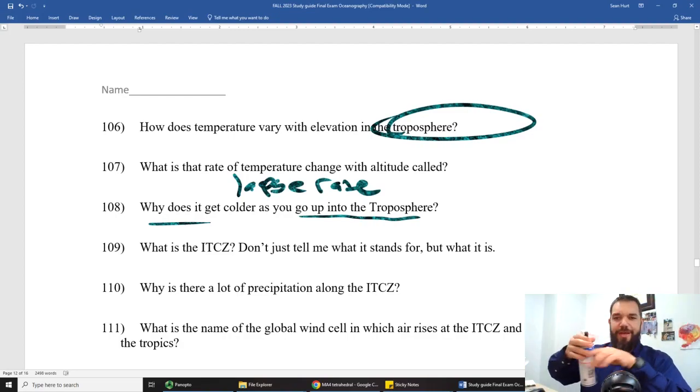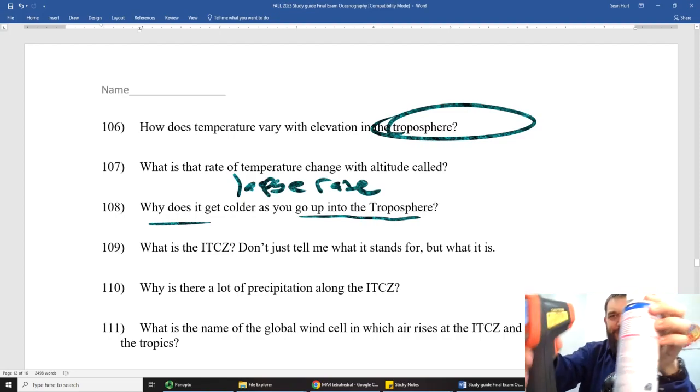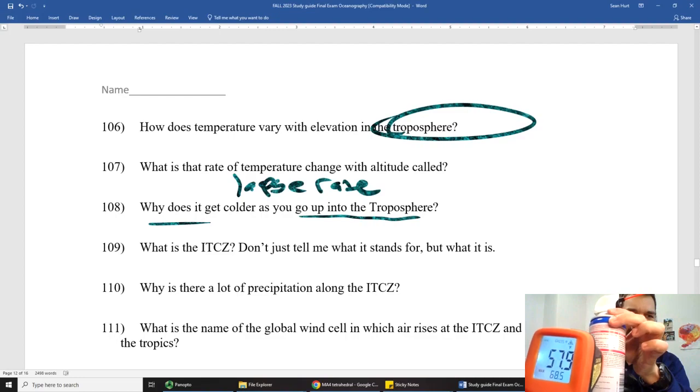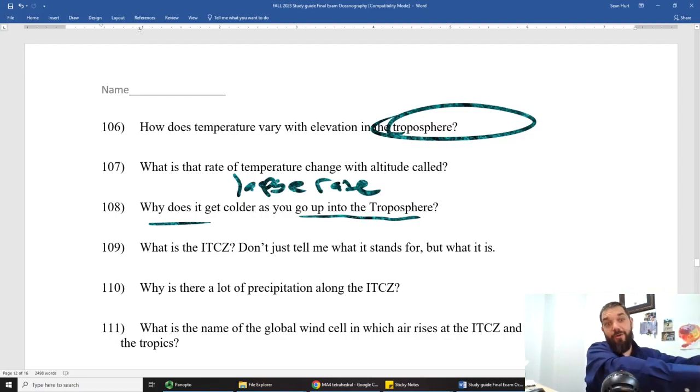So then I'm going to spray it. And I'll take the temperature again. And now you notice it's 57, 58 degrees, okay? So it got colder, right? And it got colder because it decompressed. When you decompress a gas, it gets colder. That's called adiabatic cooling. And that's what happens to air as air rises through the atmosphere.